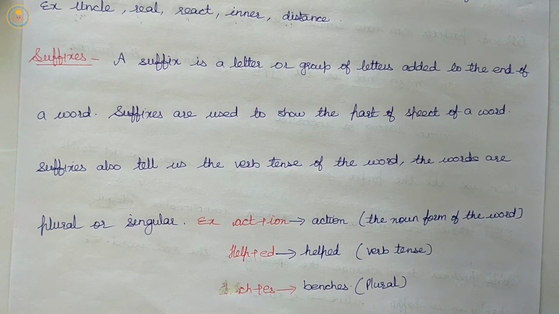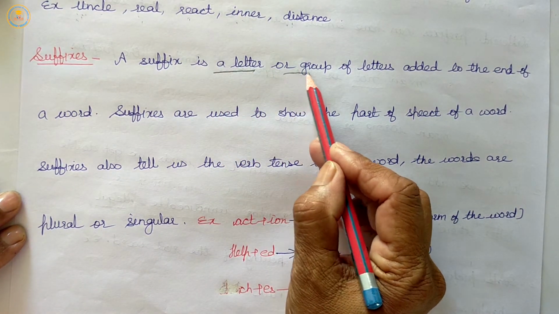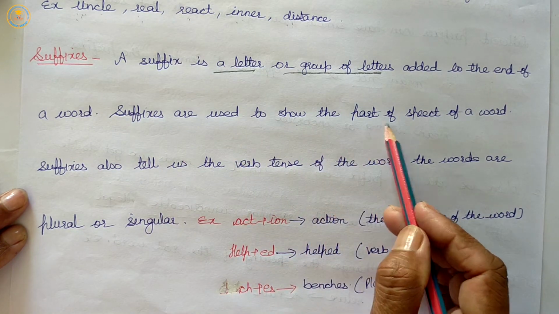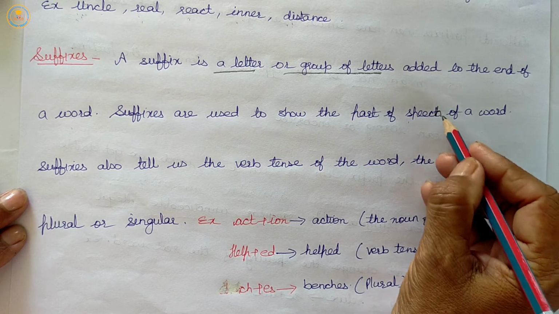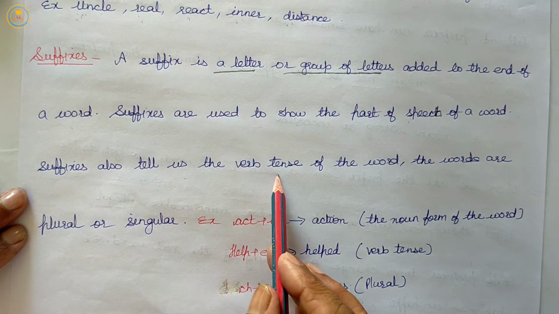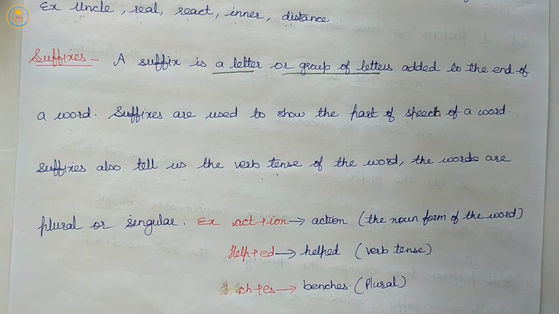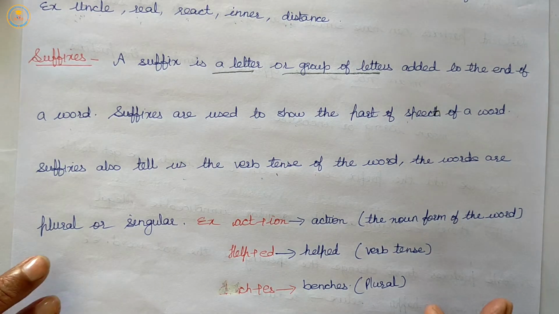Suffixes. So, what is a suffix? A suffix is a letter or a group of letters added to the end of a word. Suffixes are used to show the part of speech of a word. Suffixes also tell us the verb tense of the word, and whether words are plural or singular.